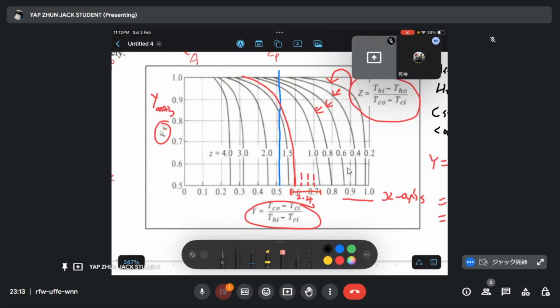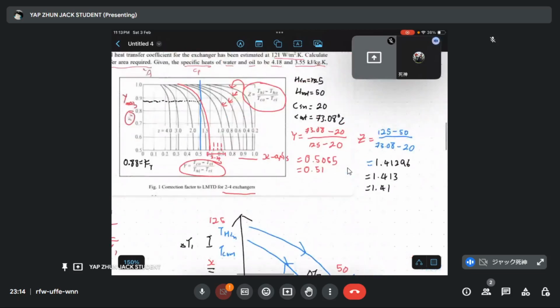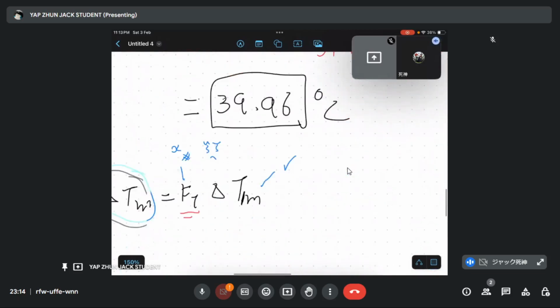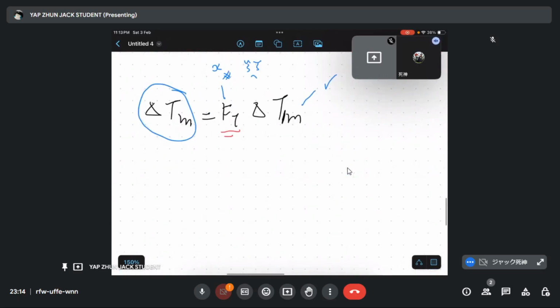Approximately 0.88 for our FT. If you have other answer, you can tell me. Okay, I get 0.88 with my raw eyes. So I get 0.88 for my FT. So now let's get back to this formula.